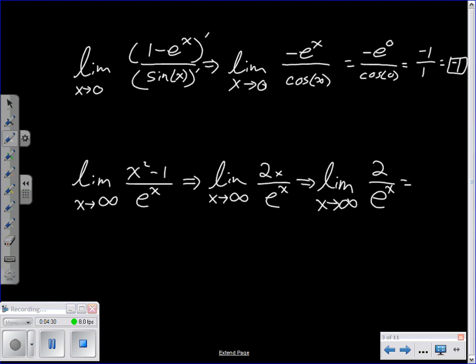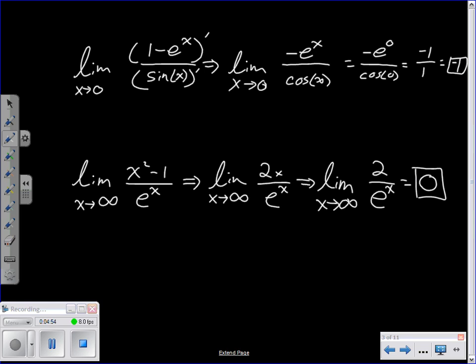In this case, I'm going to end up with something really small over something really large. If I were to, in a sense, plug in infinity, I would get 2 divided by e to the infinity, which is 2 over infinity, which is 0. So what I know here by L'Hopital's rule is that the limit as x approaches infinity of x squared minus 1 divided by e to the x is going to converge to 0.